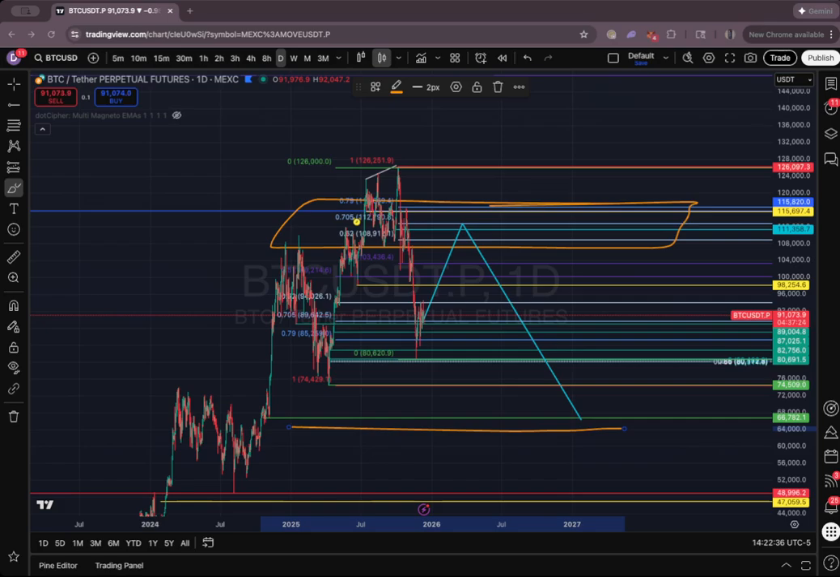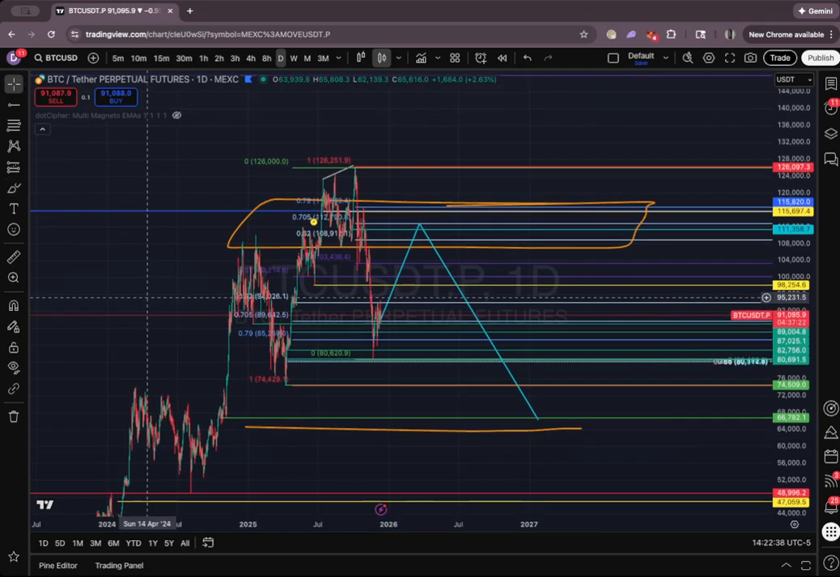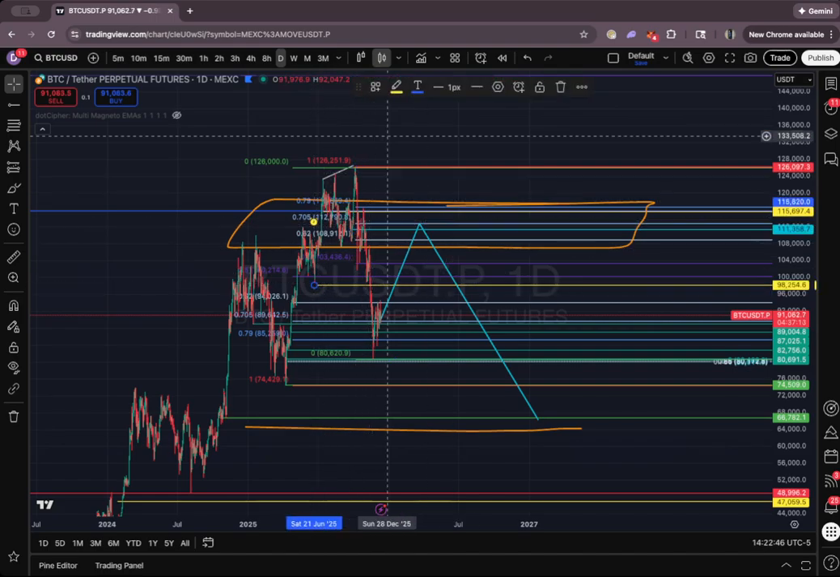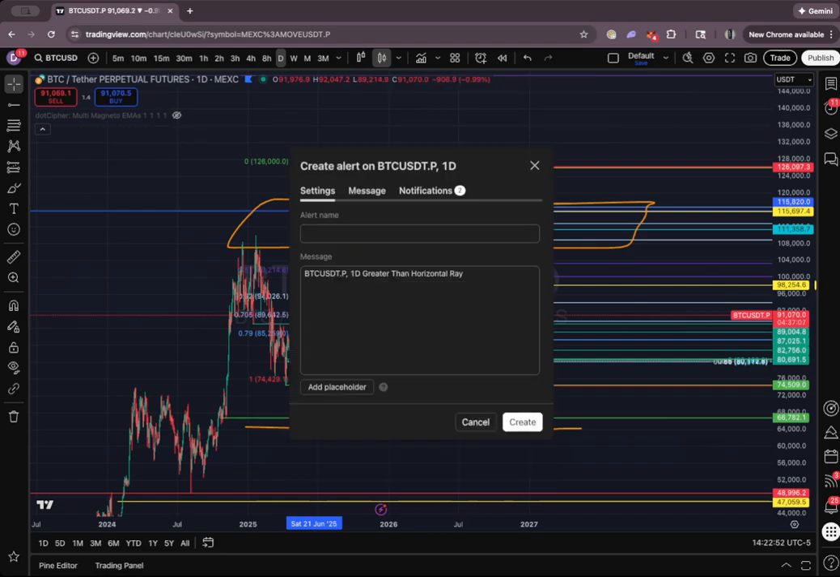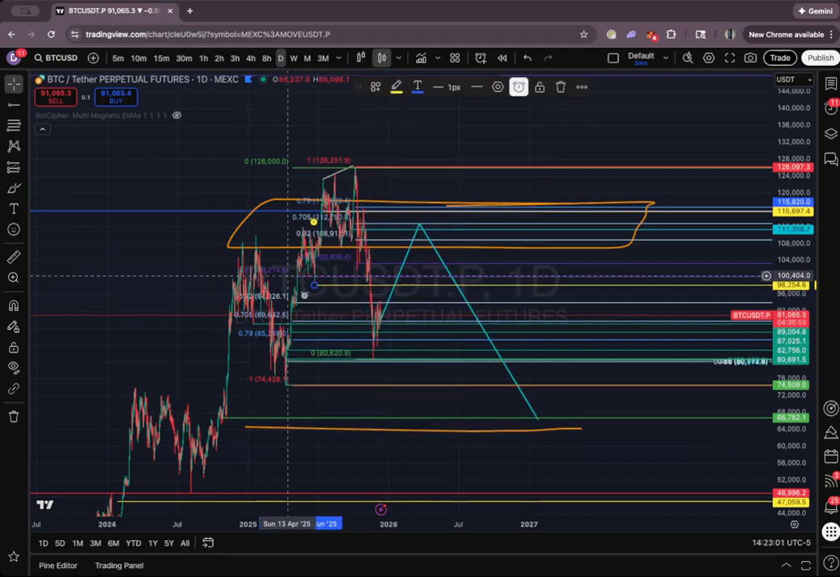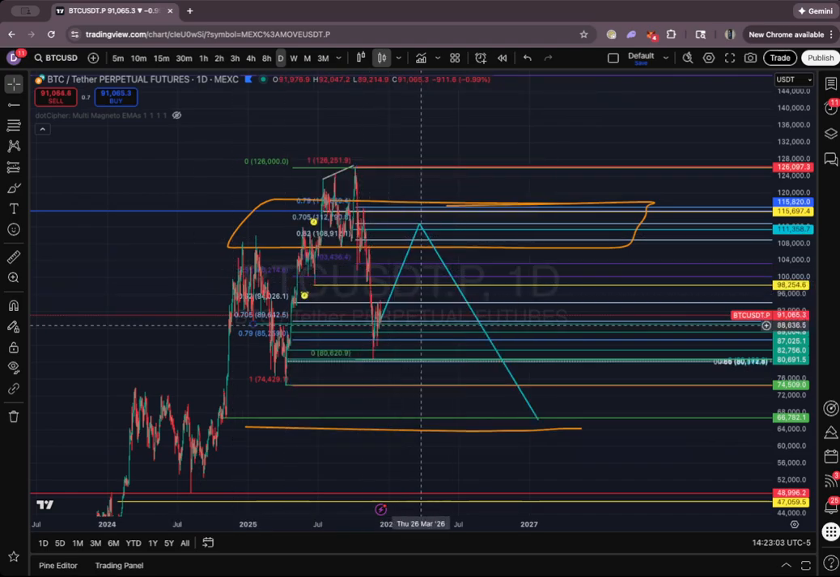So the next move up will be the short, and I'll probably try and signal that as well. I'll be patiently waiting because I do have an alert already at this range. I should probably make another one. I'll make a daily close, greater than daily close right at, this is right at 98K. So I'll do BTC 1D short watch. This will be an amazing short if we can get this break first.